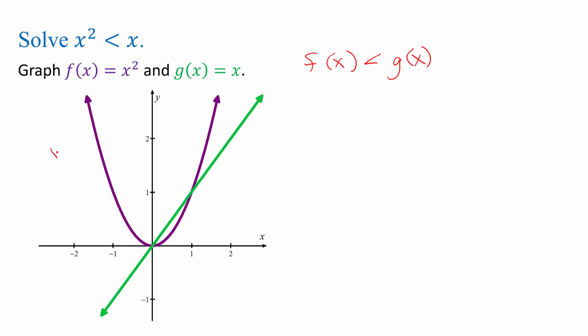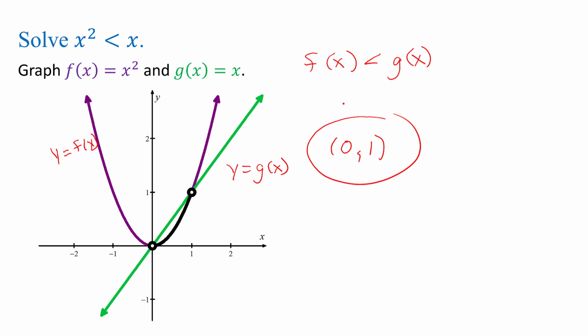So we have the purple graph here is y equals f of x. The green graph is y equals g of x. If I look for where f of x is strictly less than g of x, I'm looking for where the graph of f of x is below the graph of g of x, not where they meet. That would be where they would be equal. So my solution here then, if you can see, would be from 0 to 1, not including those endpoints. If, on the other hand, we had f of x is less than or equal to g of x, we would want to put square brackets here to include 0 and 1.